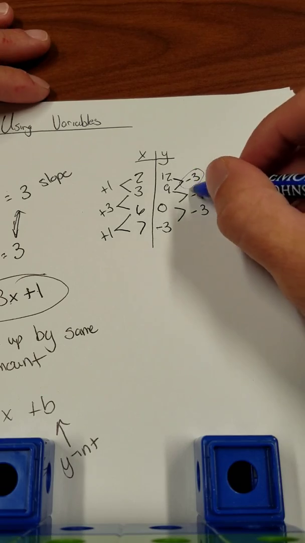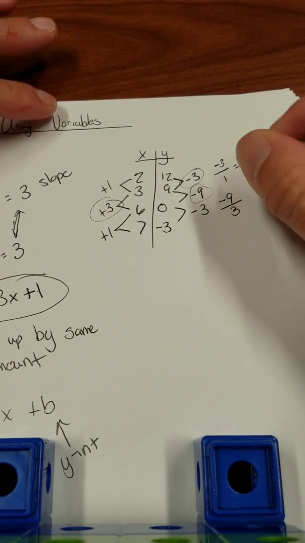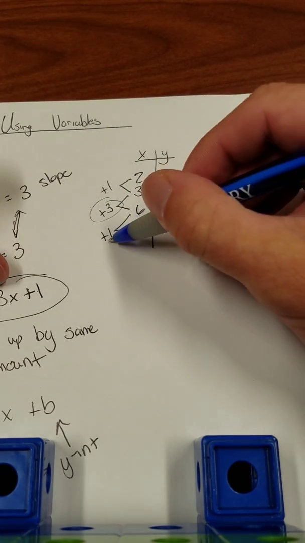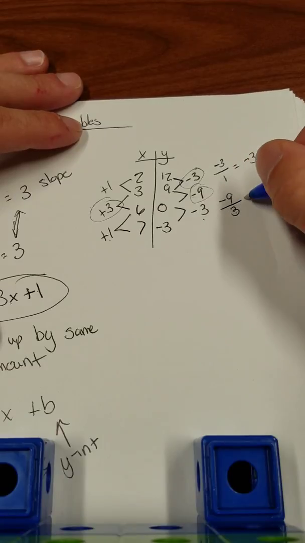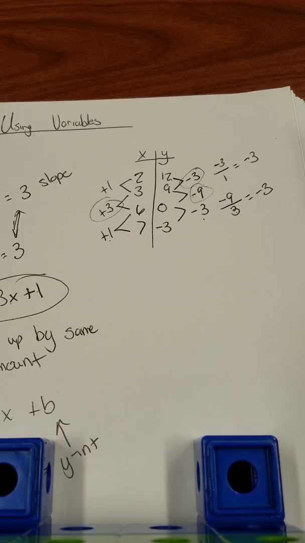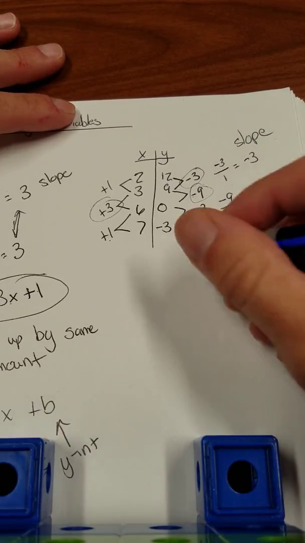Just to test one more point, take the negative 9 and the positive 3. I'm using these two because they're straight across from each other. So if I was going to use the negative 3, I would have to use the 1. So negative 9 divided by 3 is negative 3. So this is showing me it's the same thing. It's a rate of change of 3. So that is my slope. So my slope's negative 3.